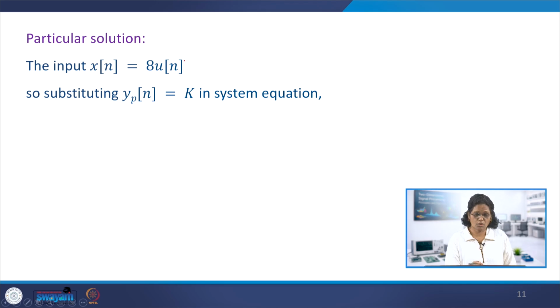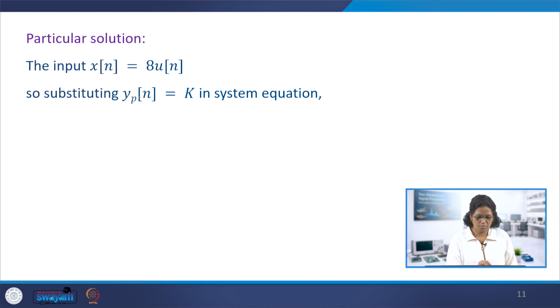The particular solution form yp of n equal to k is different for different types of inputs. A few popular particular solutions can be learnt: what is yp of n for sinusoidal inputs, what is yp of n for constant inputs. So a few forms can be learnt to get the particular solution. Here the input is a constant, u of n, which is going to be 8 all the time as n varies, so we take yp of n as k.